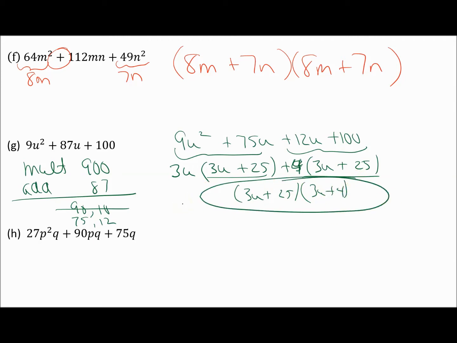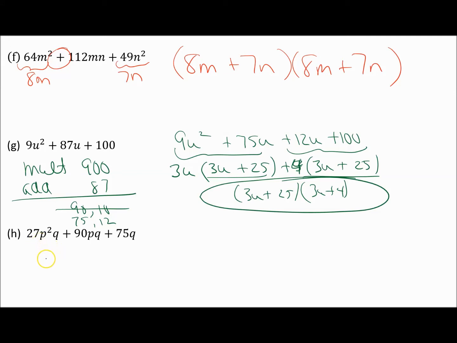And there we go. So that was not a special product. That was an AC method, and you could have also tried it by trial and error. So let's try a third one before we move on to something new. And this time is 27p squared q.